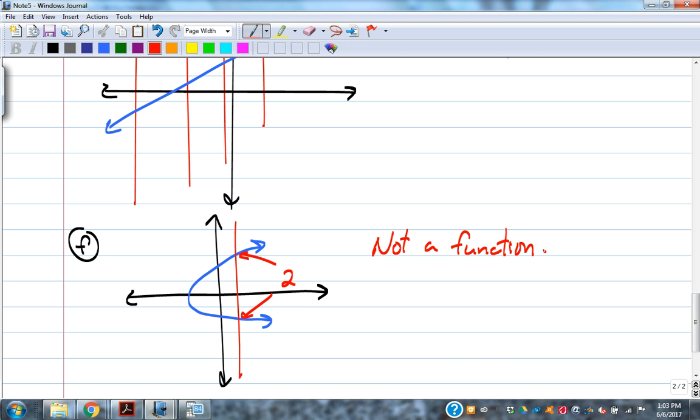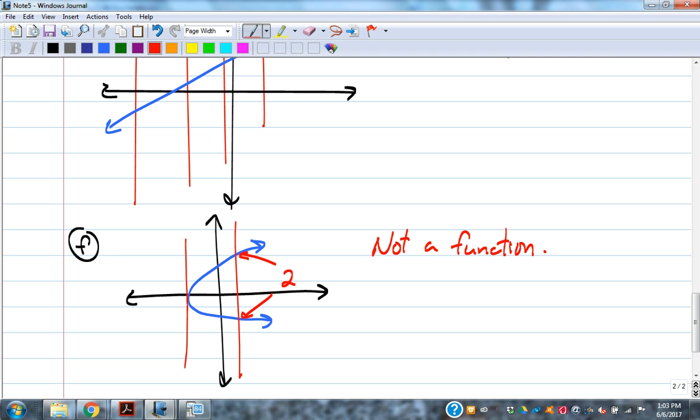So if you're trying to test to see if something is a function or not, and you've got a graph, the vertical line test is the best way to test it. Just go for the vertical line and see, if it touches it twice, it fails. It's not a function. There is one spot where you can put a vertical line and it only touches once. If I put the vertical line right there, it only touches that blue part one time.